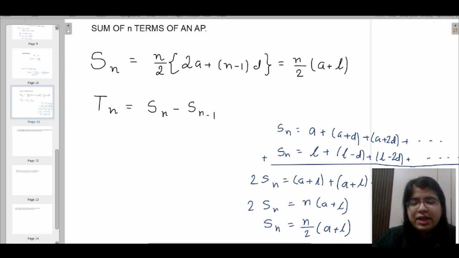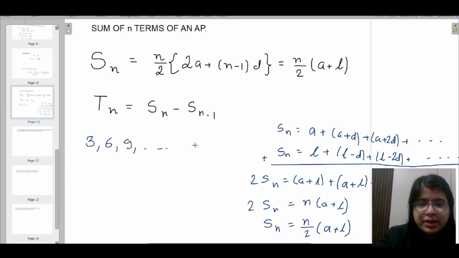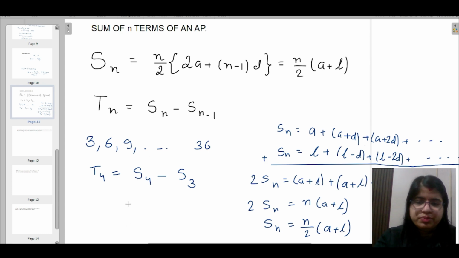Now students, if we have to find the nth term, how will we find it? We will subtract the sum of the n minus 1 terms from the Sn term. If the series is like this, 3, 6, 9, and here you have 36, which is the Tn term. Then if we have to find the fourth term, how can I find it? I will do the sum of four terms and then subtract the sum of the first three terms. Then I will get the fourth term. Okay.